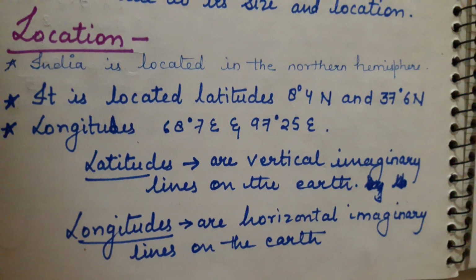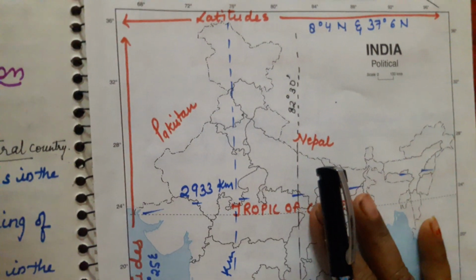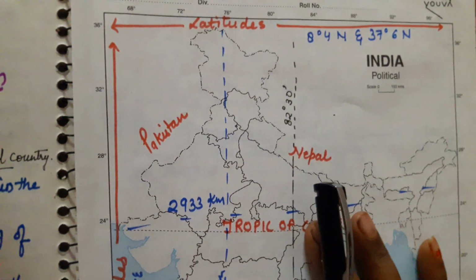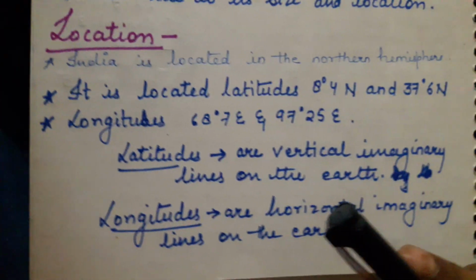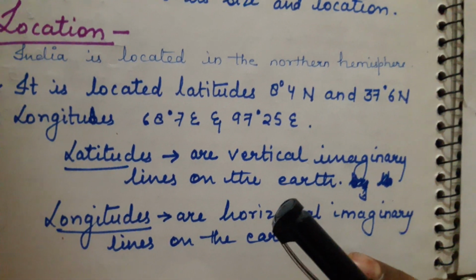First of all, through the map, I am going to describe this to you. Now, this is the map. You are seeing the map of India. It is a political map of India. Now, the first term is latitude. So, first of all, you have to know about latitude.